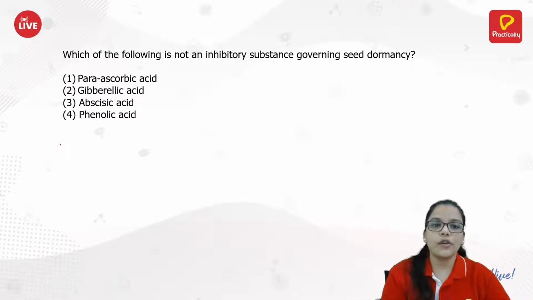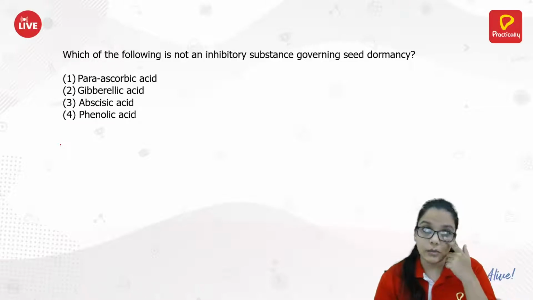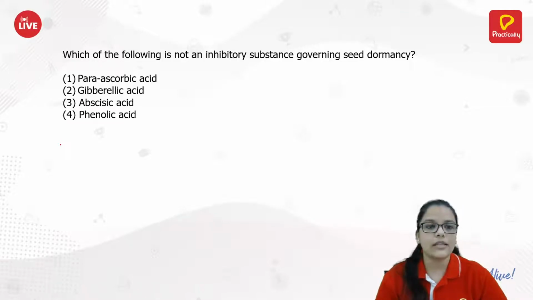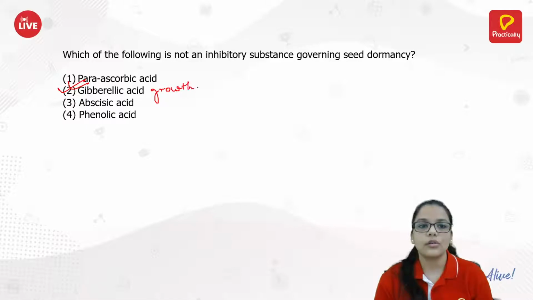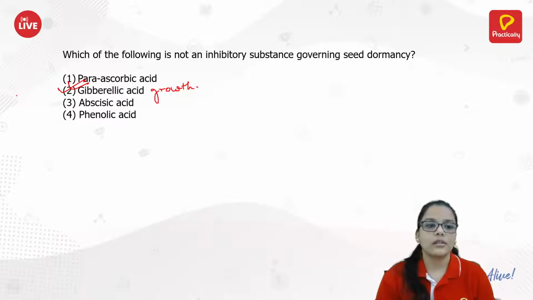Okay, which of the following is not an inhibitory substance governing seed dormancy? Para-ascorbic acid, gibberellic acid, abscisic acid. Just now something similar was there. The answer is gibberellic acid. Okay, it does not help in dormancy or any kind, it helps in the growth. Okay, so the answer is gibberellic acid.